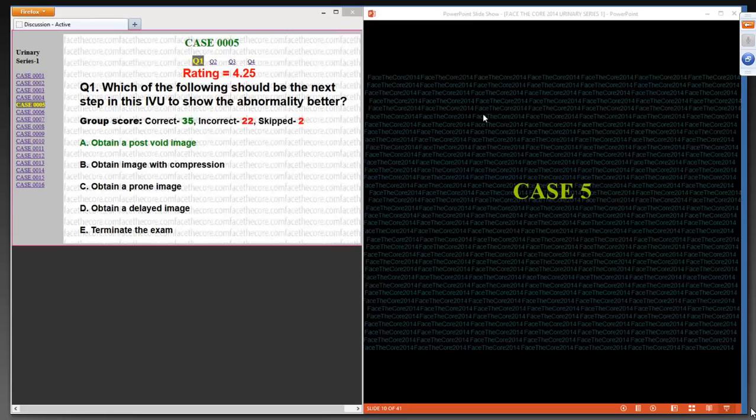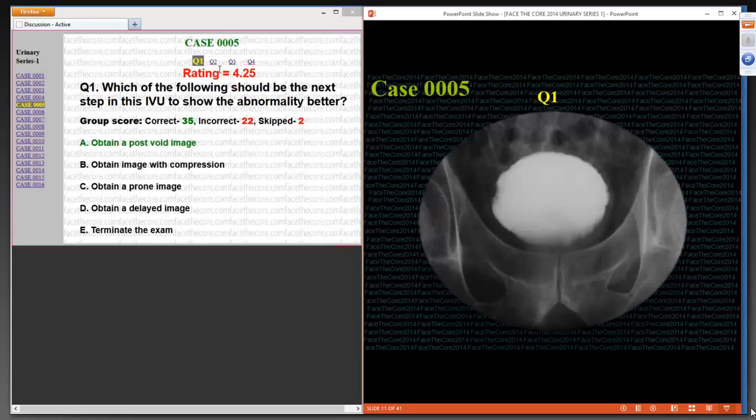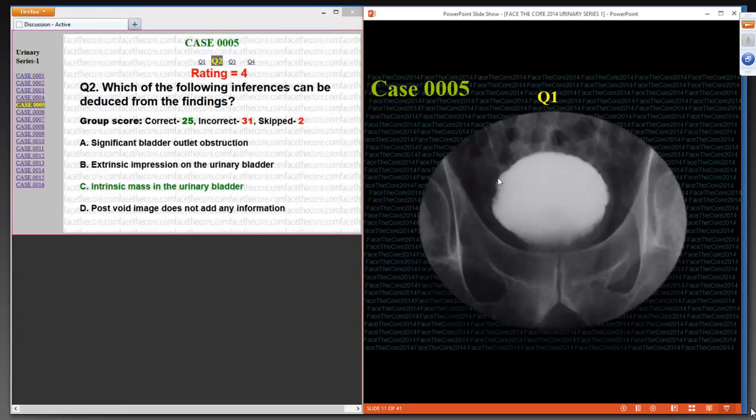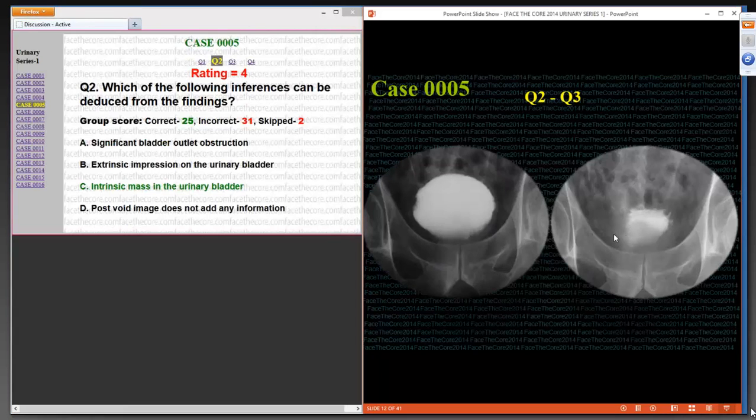Case 5, question 2. Can you point out the mass again? I think I did. It is right here, and a little bitty thing seen here.